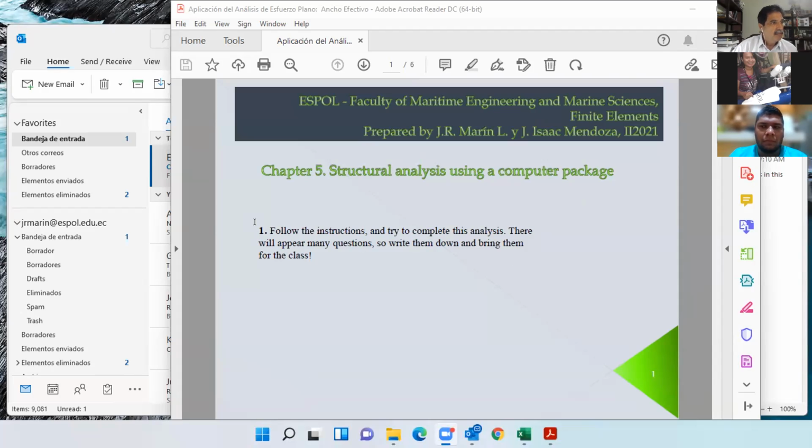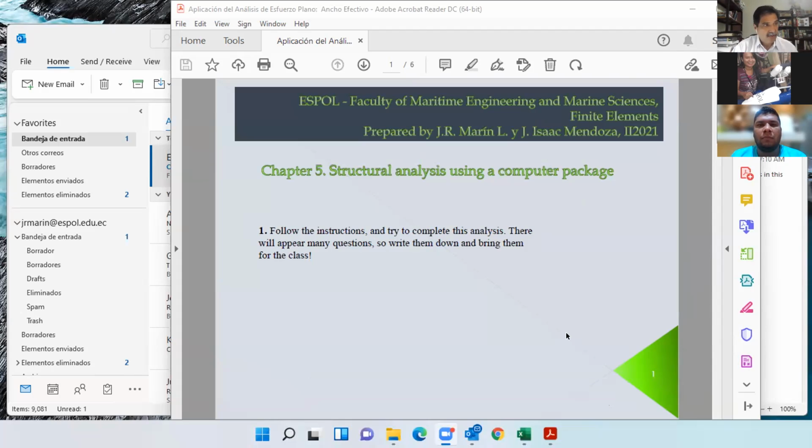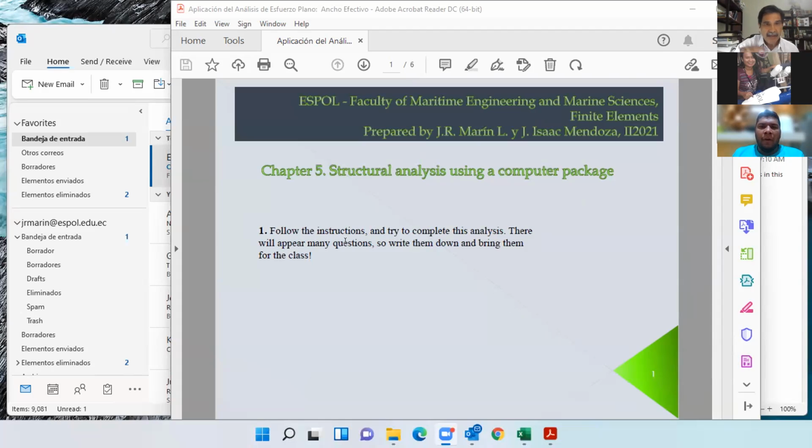Okay, so this is the first part of this chapter. And the idea is that you follow these instructions in order to learn how to use ANSYS to analyze structures composed by frames, simple structures, okay? And this is a very common recommendation. If you have problems, try to write them down. So when we get together today, Engineer Isaac can solve those problems.